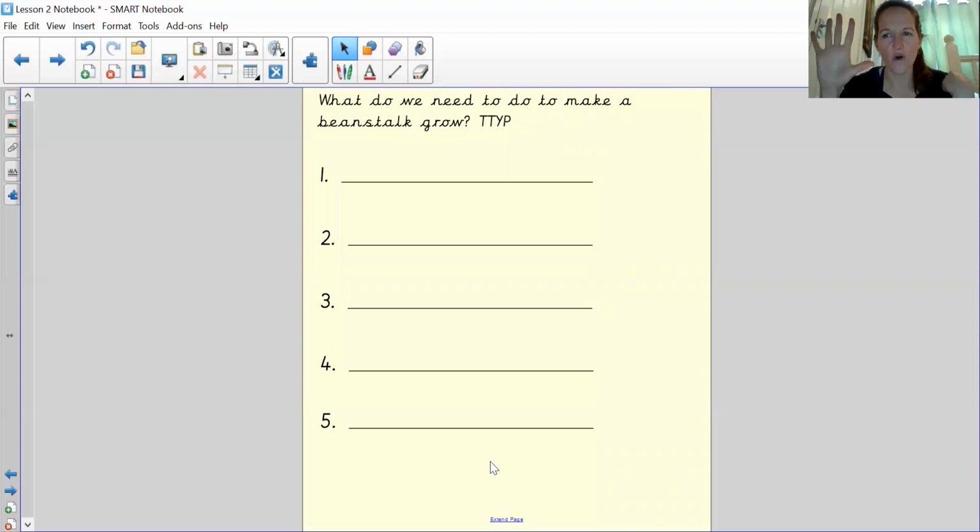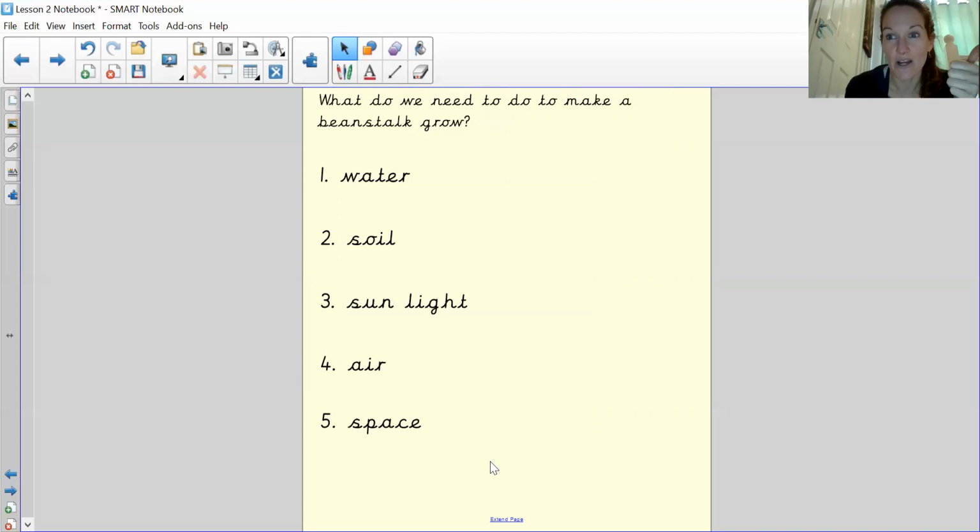My turn, your turn. Water, soil, space, sunlight, and air. Well done. Let's see if you got them all right. Water, soil, sunlight, air, space.